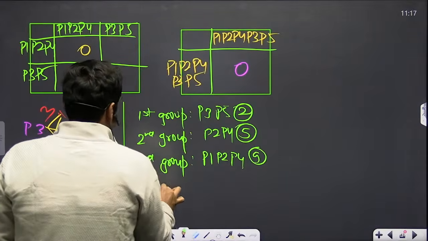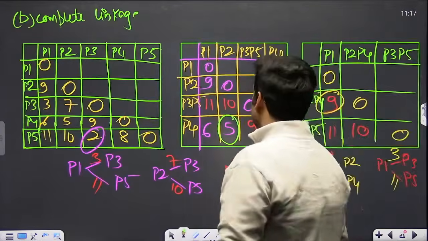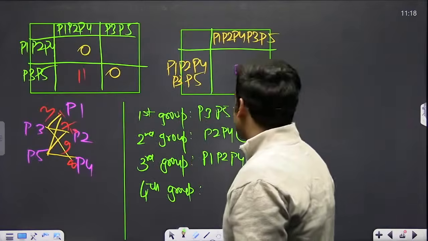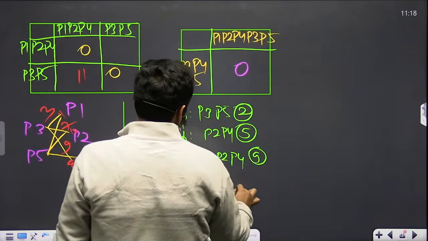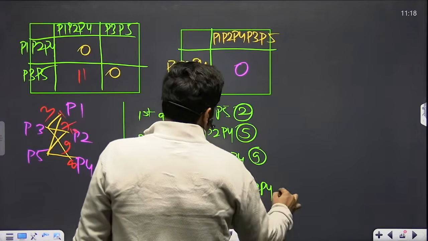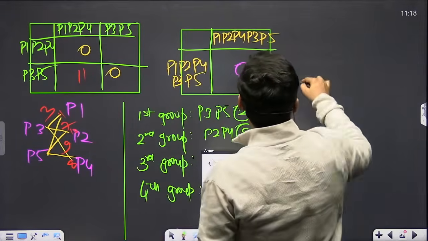And what is the fourth group? The fourth grouping is done between P1, P2, P4 and P3, P5. So P3, P5 is merged with P1, P2, P4 at a cost of 11.